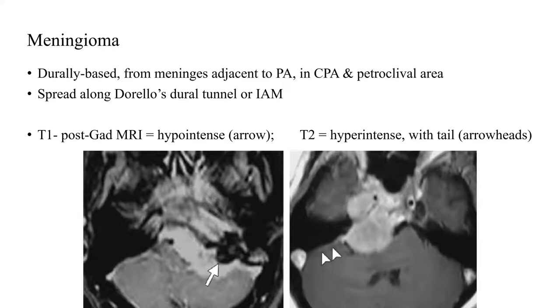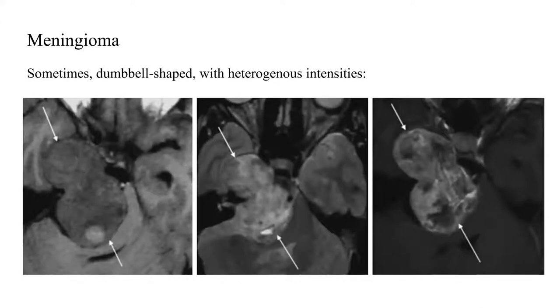T1 is usually hypo-intense, and as you can see even in the post-gadolinium MRI on the left, it still is hypo-intense, and T2 is usually hyper-intense, often with a characteristic tail that you can see on the image on the right. Sometimes you get a much larger meningioma that is dumbbell-shaped with heterogeneous intensities that can then become quite difficult to make an accurate diagnosis.